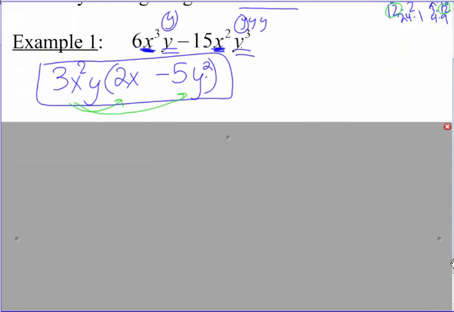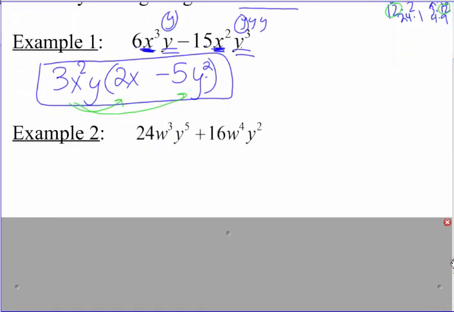Let's try the next one. I have one more example together, and then you guys get some practice. So 24w to the third, y to the fifth, plus 16w to the fourth, y to the second. So usually when I do these, I do the entire greatest common factor first, and then I do the inside all at once. So let's start with the numbers.